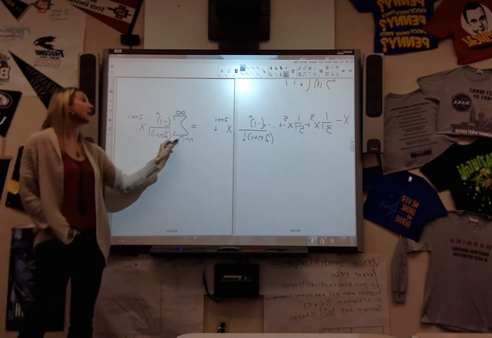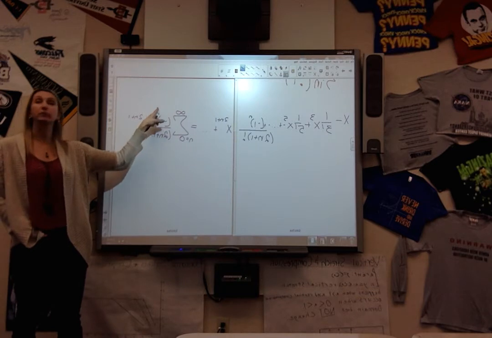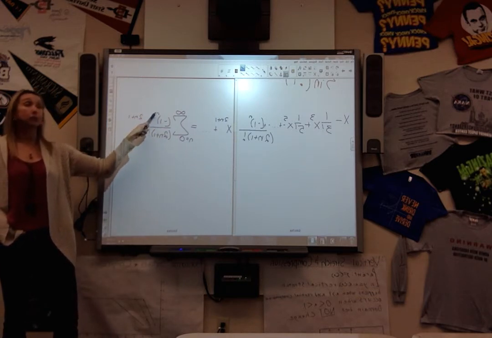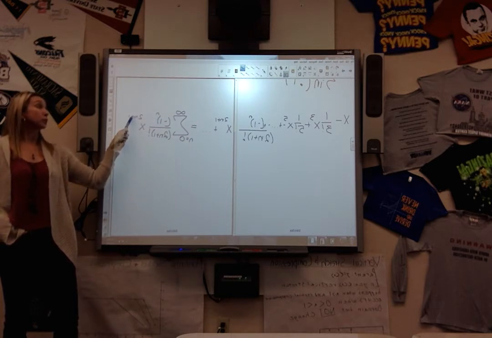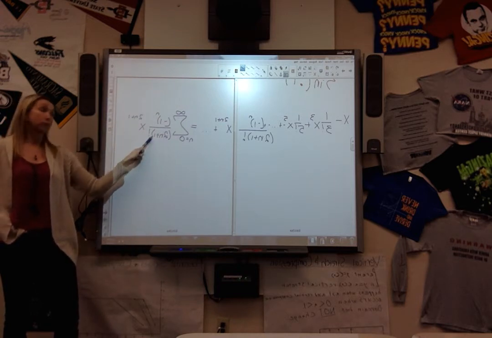Now I'm going to check. I always check the first couple because I'm always leery. So now if I plug in 1, -1 to the first is negative. 2 times 1 is 2, plus 1 is 3. I've got my x cubed, so I've got my 3 factorial.